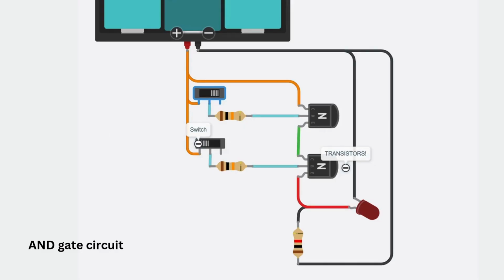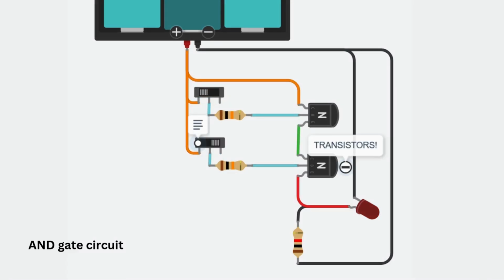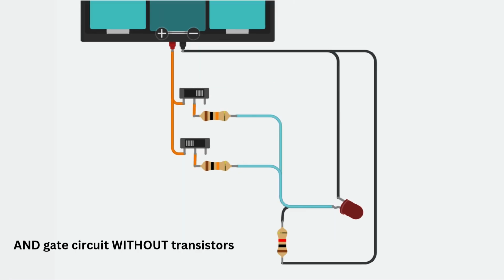Putting everything together, let's look at an AND gate circuit. The two inputs, controlled by switches, travel through the blue wires. If both inputs have high voltage, the red output wire will carry the output voltage. But without transistors, things go wrong. If one input is 1 and the other is 0, the blue wires are directly connected, causing a short circuit.